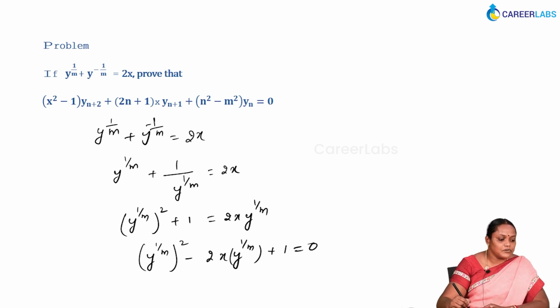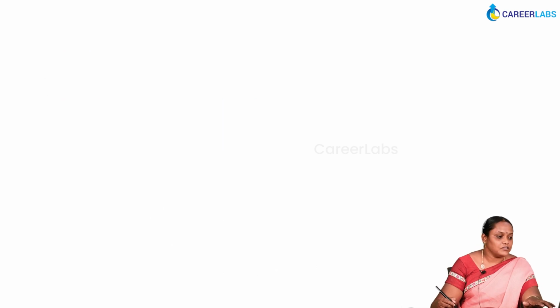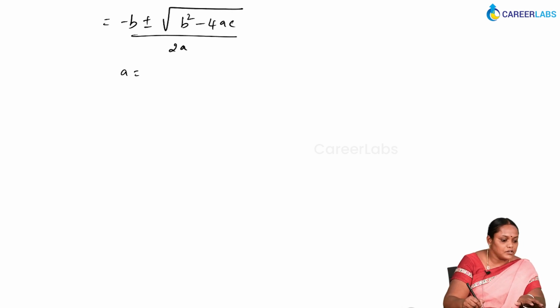So by seeing this, you can identify that it is a quadratic equation. It is a quadratic equation in y to the power 1 by m. So you can apply the formula for finding the roots, that is minus b plus or minus square root of b square minus 4ac divided by 2a. So what is the value of a from this equation? a is nothing but 1 and b is nothing but minus 2x and c is nothing but 1.